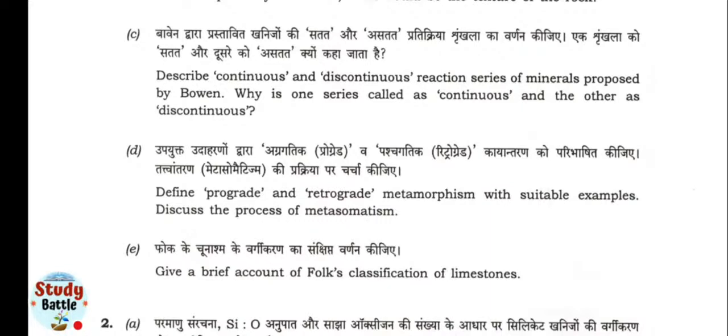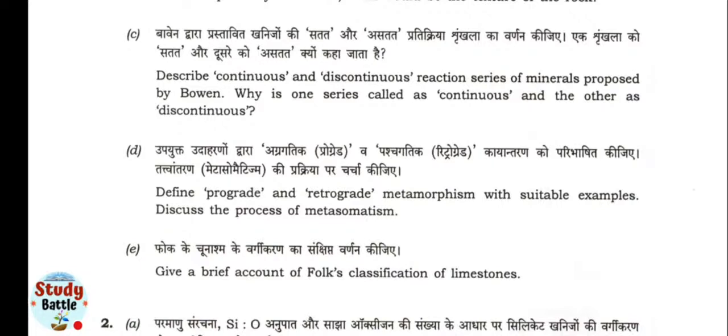Next question is continuous and discontinuous reaction series in Bowen's reaction series. That's a very familiar question, a very common question which is being asked. The continuous and discontinuous reaction series, which has been proposed by Bowen, and why is one series called continuous and the other is called discontinuous?